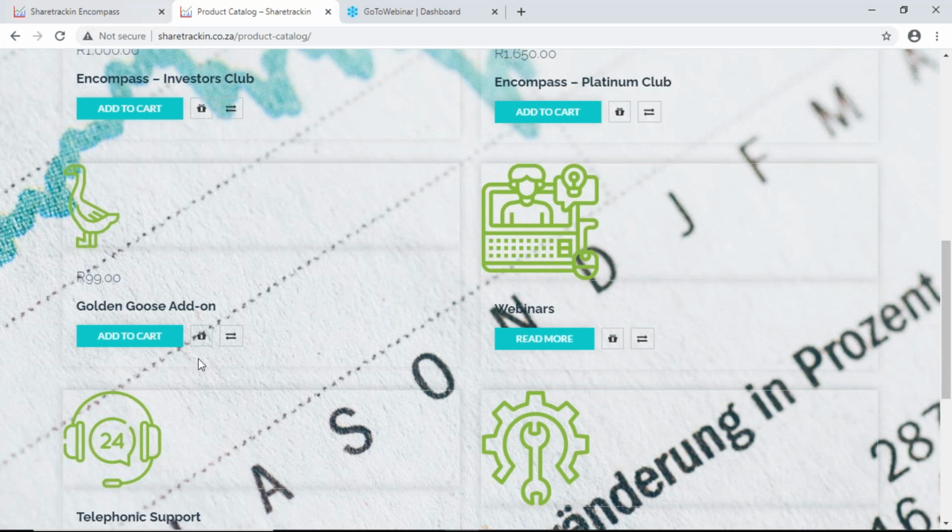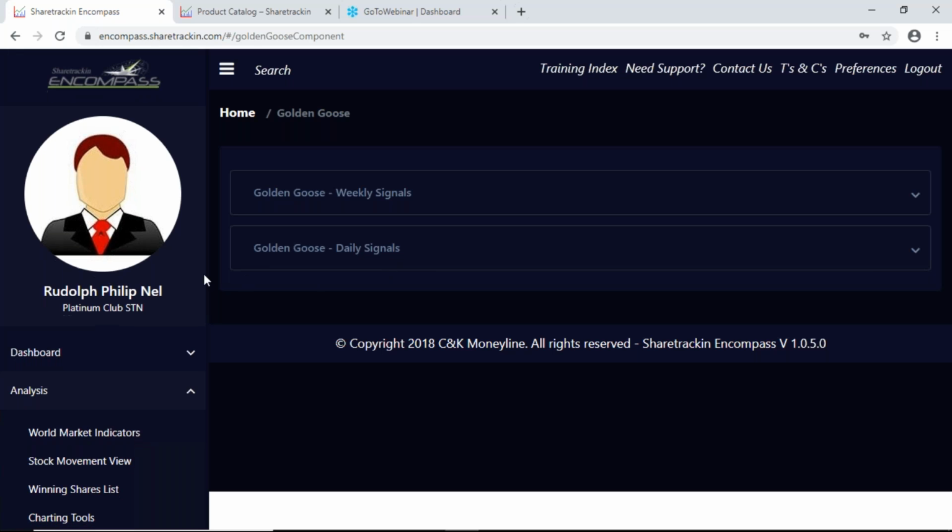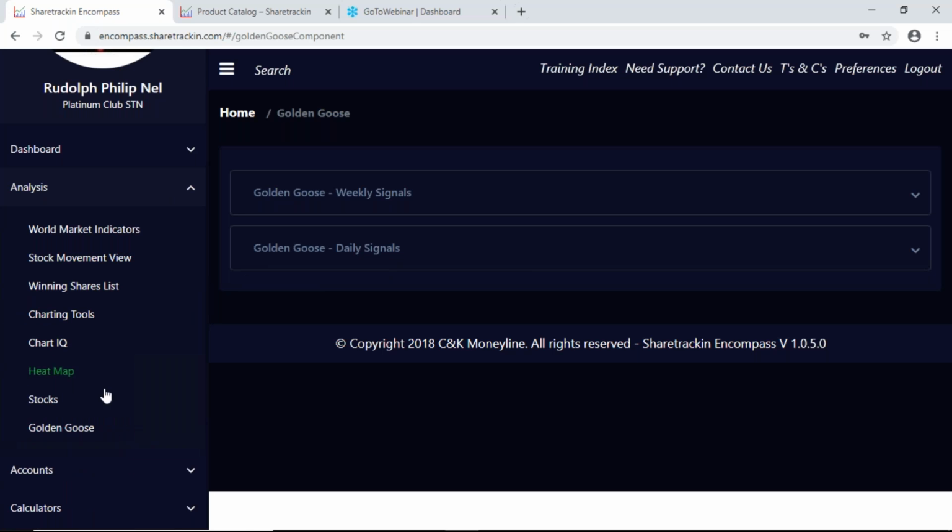Now, the moment you register for the Golden Goose, this is obviously a 12-month thing, so you can only cancel it after the 12 months. But what you will get, on the left-hand side pane of the website, is your Golden Goose weekly signals, and also your Golden Goose daily signals. You will find that underneath Analysis and then Golden Goose.